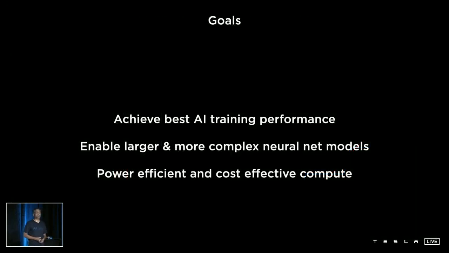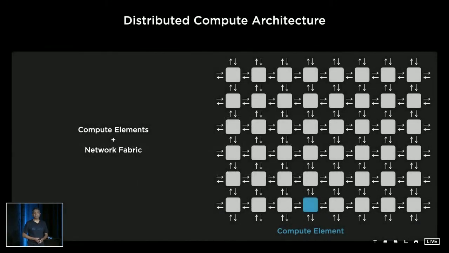Our goal is to achieve best AI training performance and support all these larger, more complex models that Andre's team is dreaming of, and be power efficient and cost effective at the same time. So we thought about how to build this, and we came up with a distributed compute architecture. After all, the training computers out there are distributed computers in one form or the other. They have compute elements in the box out here connected with some kind of network. In this case, it's a two-dimensional network, but it could be any different network.